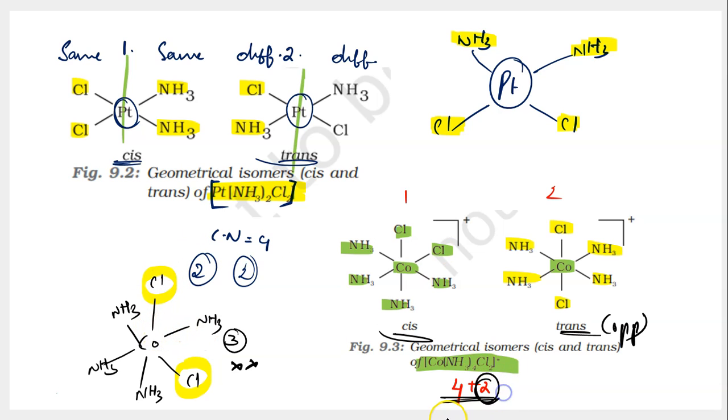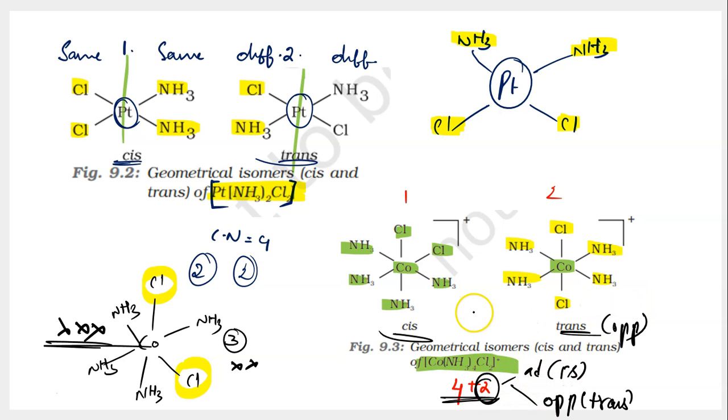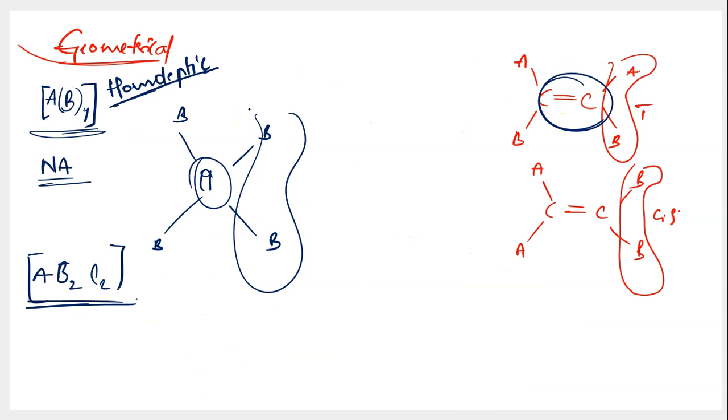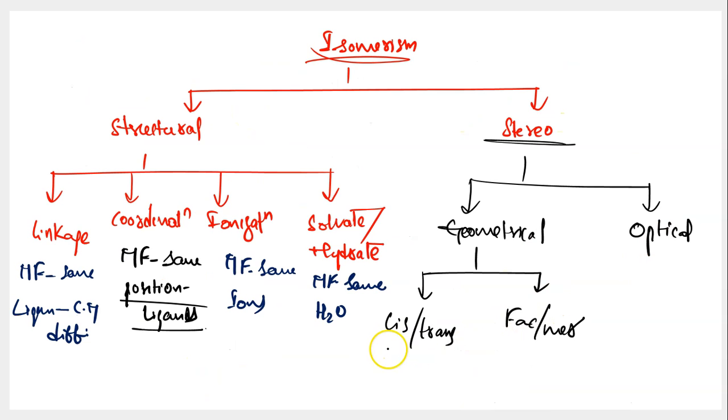So if the two ligands of the same type are adjacent to each other, it is the cis isomer. If they are opposite to each other, it is the trans isomer. If it is between both of them, it's neither. It's not cis, nor trans. It's not a complete trans form, and it's not even a completely cis form. So we don't consider this combination. This is in between cis and trans, so ignore this. Consider the extremities. If the two ligands of the same type are adjacent, call it cis. If they are opposite, call it trans. So this is geometrical isomerism type 1, which is called cis-trans isomerism.